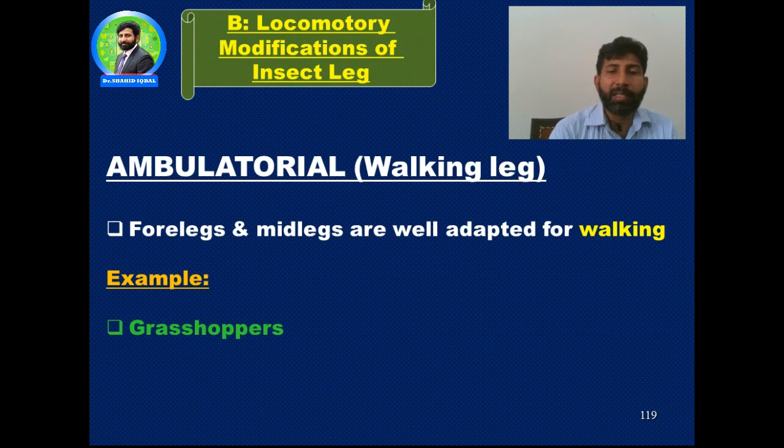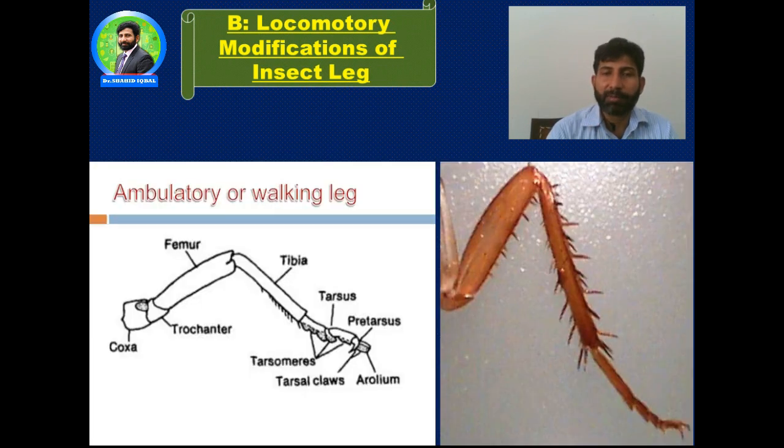Forelegs and middle legs are well adapted for walking. For example, grasshoppers. These are the legs of the grasshopper. Here is the coxa, trochanter, femur, tibia, tarsus. This is the peritarsus. It has the arolium, tarsal claws, tarsomeres. All are structures of the ambulatorial leg, or walking leg, of the grasshopper.